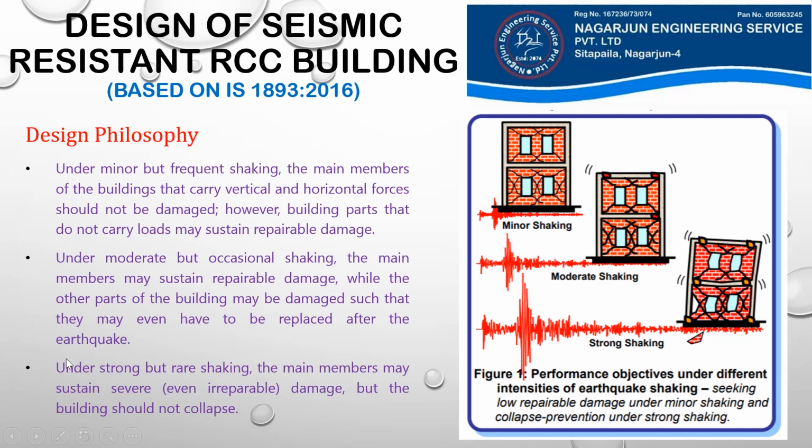And the third point, under strong but rare shaking, the members may sustain severe damage in both structural as well as non-structural parts of the building, but the building should not collapse. That means, however greater the damage may be in the parts of a building, the building should not collapse. The main purpose for the building not to collapse is because our main objective of design is life safety. We want to save the lives of people.